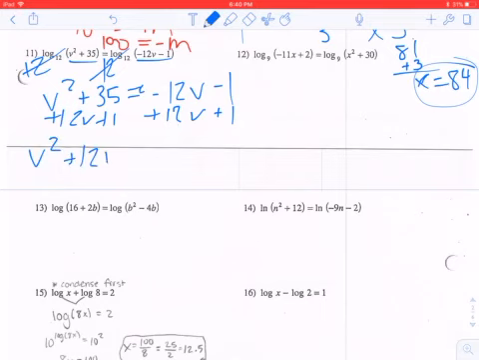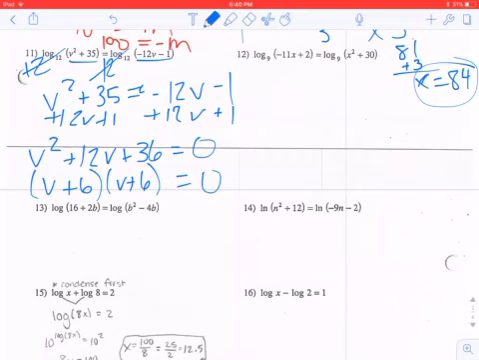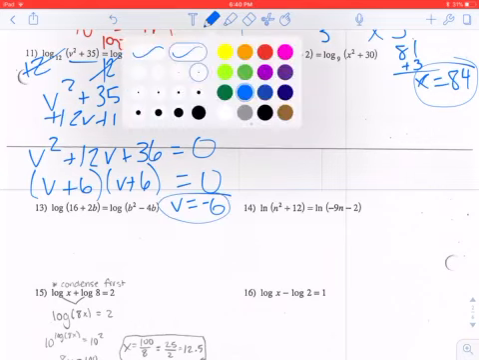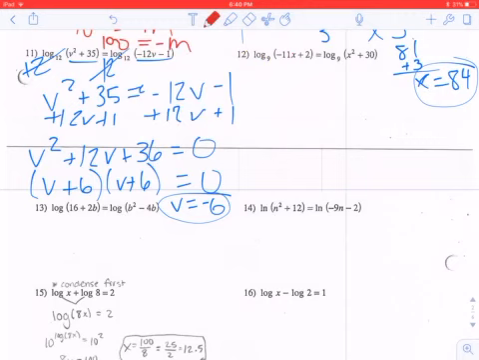So v squared plus 12v plus 36 is equal to 0. Now I can factor: v plus 6 times v plus 6 is equal to 0. And I'm going to get v equals negative 6. You can refer back to our factoring notes if you need help with that. Bottoms up, box and diamond, whichever way you like to factor is fine with me.